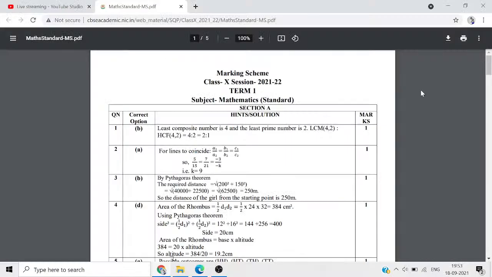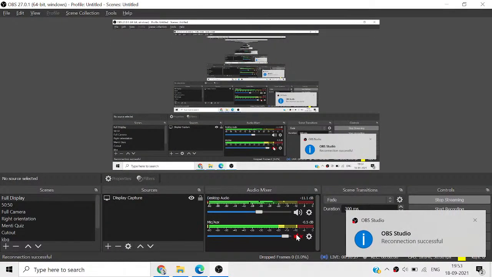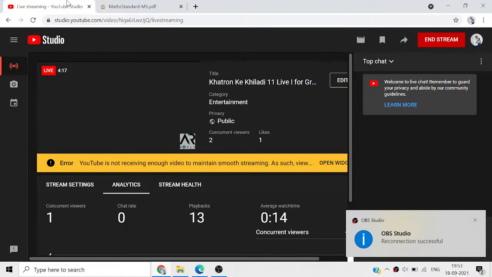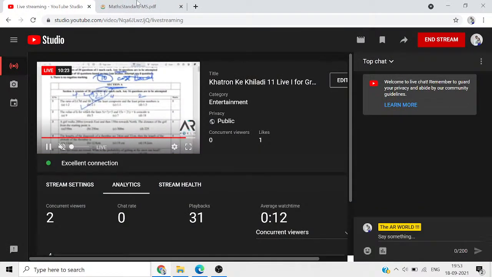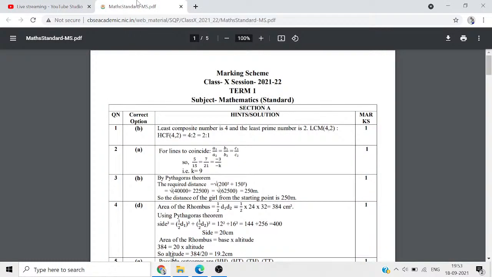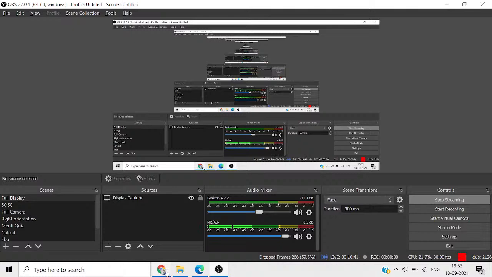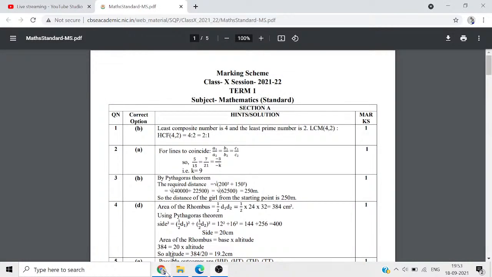So by this we are able to understand that the value of k is 9, as you are able to see in the solution.